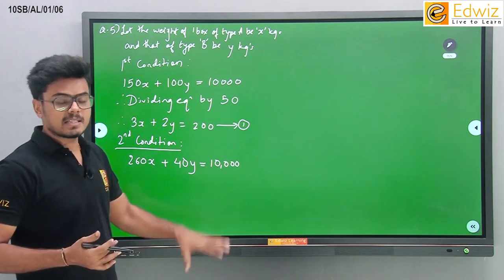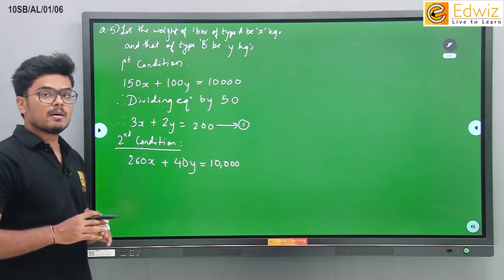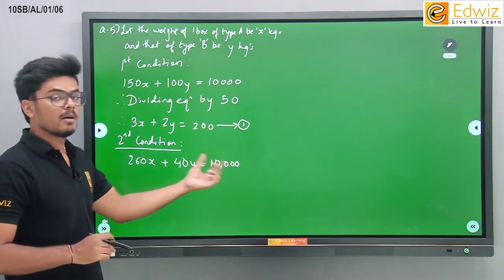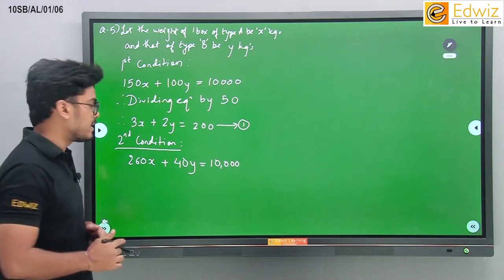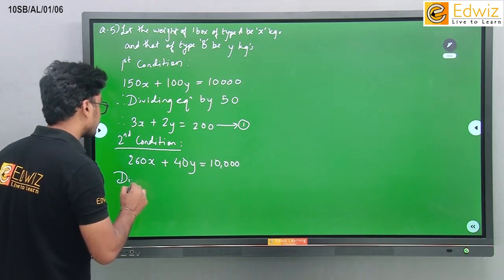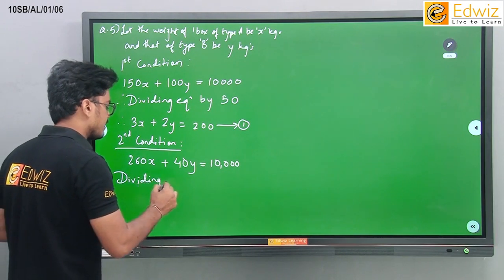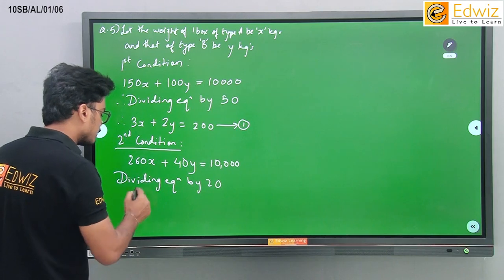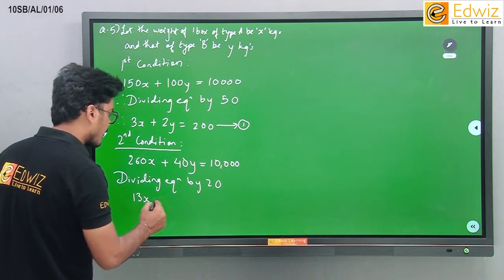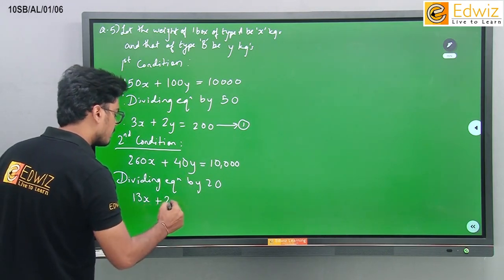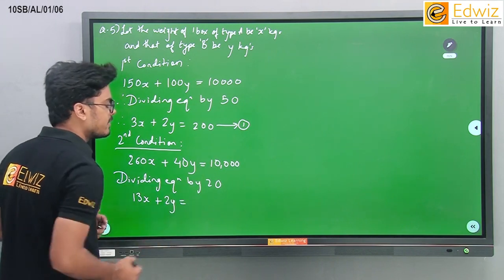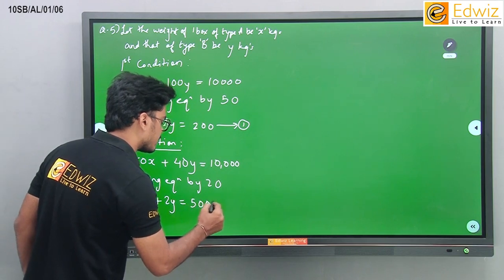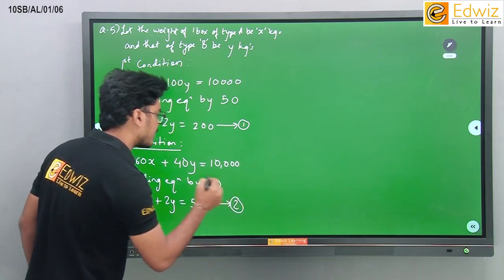Okay, even this equation now it is reducible a little bit. See, it is divisible by 20. All the coefficients are divisible by 20. Let us divide it by 20. Dividing equation by 20, here it will become 13x plus 2y equal to, even this is divisible by 20, so 500 can be written here. This is the second equation.